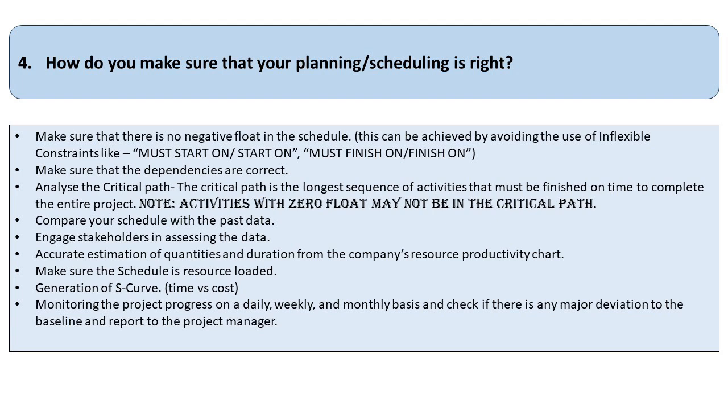The next commonly asked question is, how do you make sure that your planning or scheduling is right? Make sure that there is no negative float in the schedule. This can be achieved by avoiding the use of hard constraints like must start on or start on, must finish on or finish on. Make sure that the dependencies are correct.